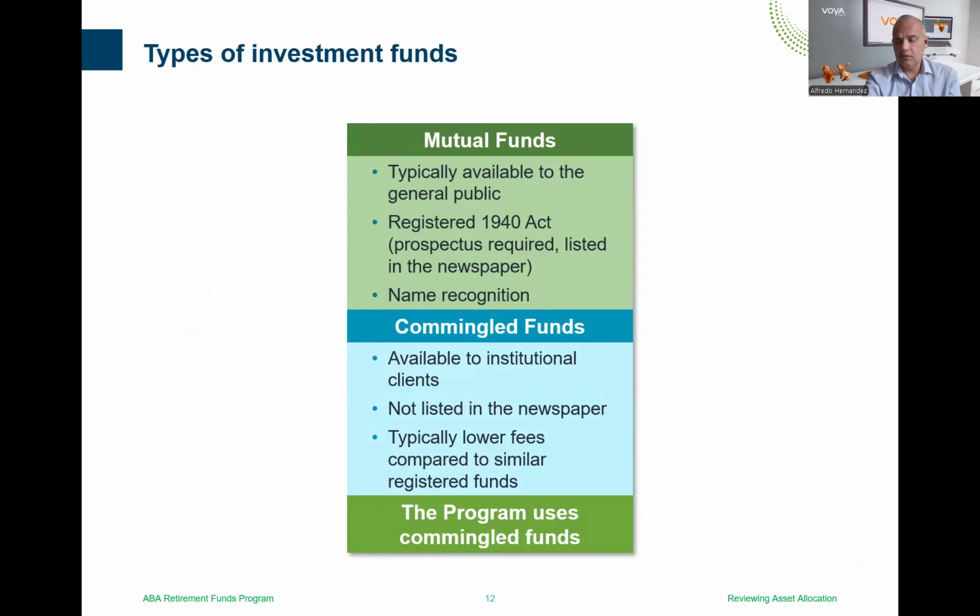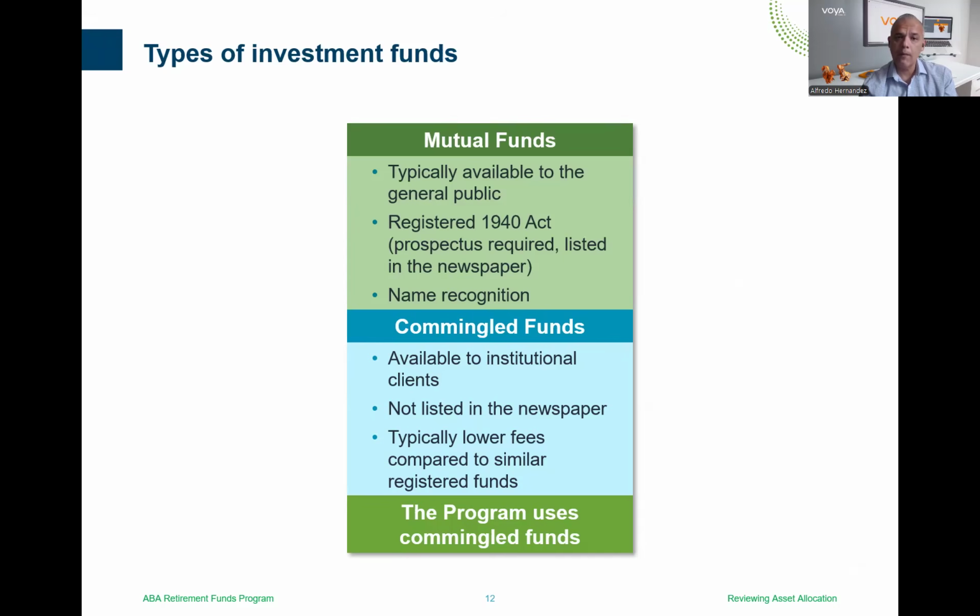Types of investment funds. Many of you are familiar with mutual funds. You know that very popular ticker symbol where we can go onto our preferred investment website, for example, and obtain information. Well, that ticker symbol is available because mutual funds are registered under the 1940 Act. Many mutual funds do have that brand name, that brand recognition.